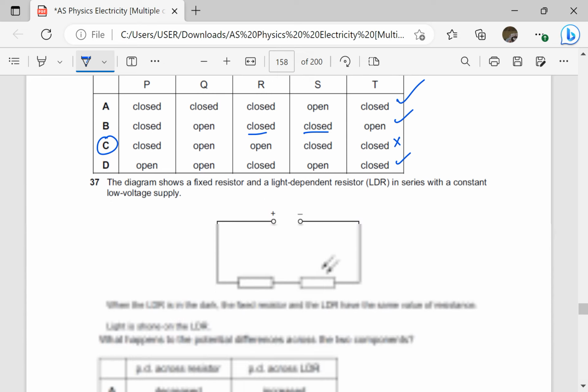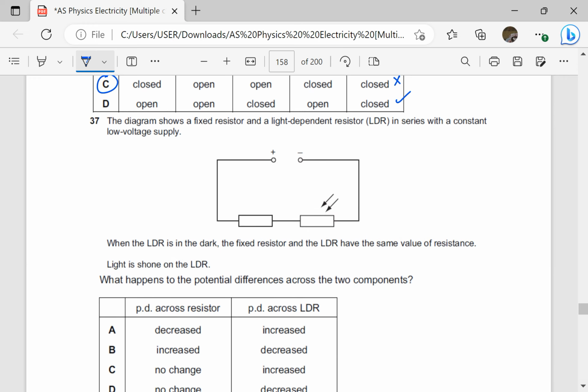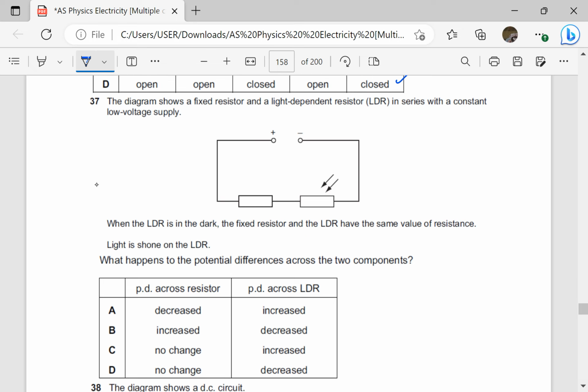The diagram shows a fixed resistor and a light-dependent resistor in series with a constant low-voltage supply. When the LDR is in the dark, the fixed resistor and the LDR have the same value of resistance. Okay, we have seen a similar question. Light is shown on the LDR. That means the resistance here decreases. So the PD across the fixed resistor increases because the PD across the LDR decreases.